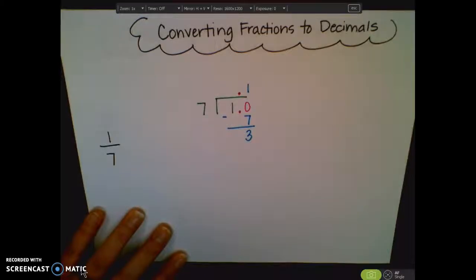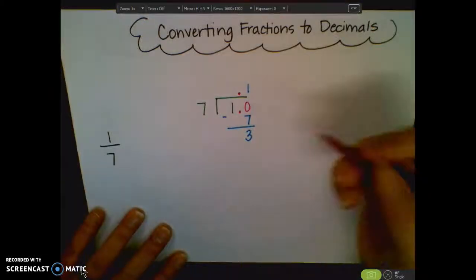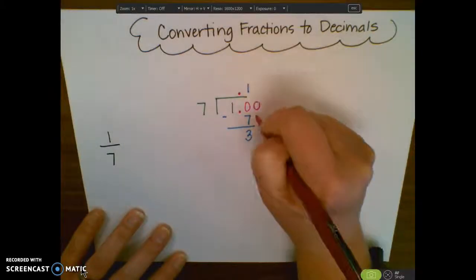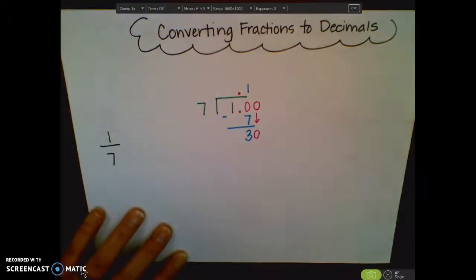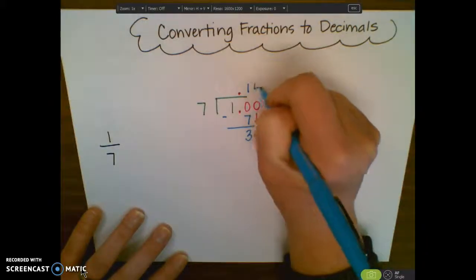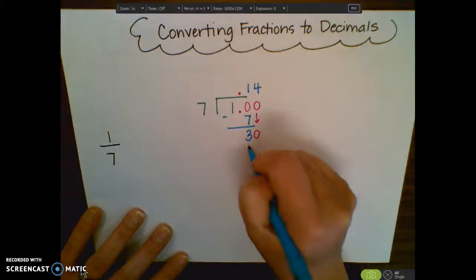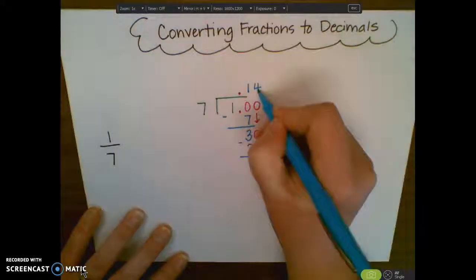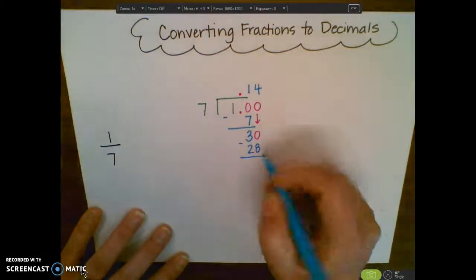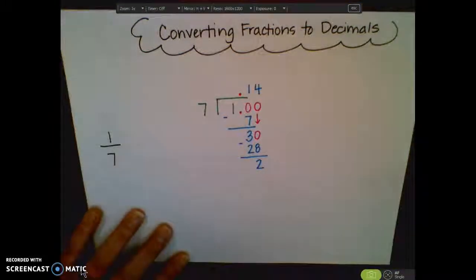And so since I want to get more in my decimal answer, I'm going to keep going. I'm going to add a 0 so I have something to bring down. 30. 30 divided by 7. I know that I can take away 4 groups of 7 away from 30. 4 groups of 7 is 28. 4 times 7 is 28, so now I have 2 left over.